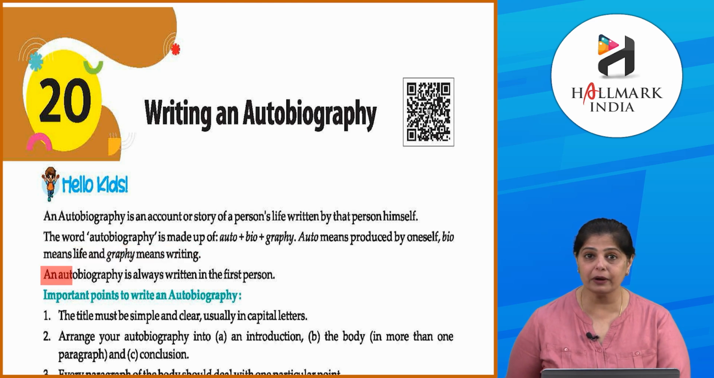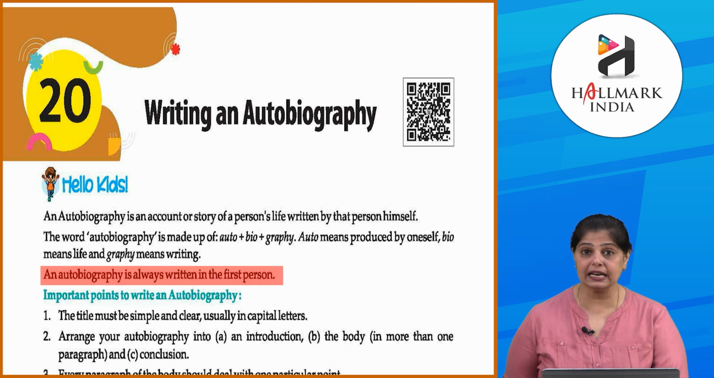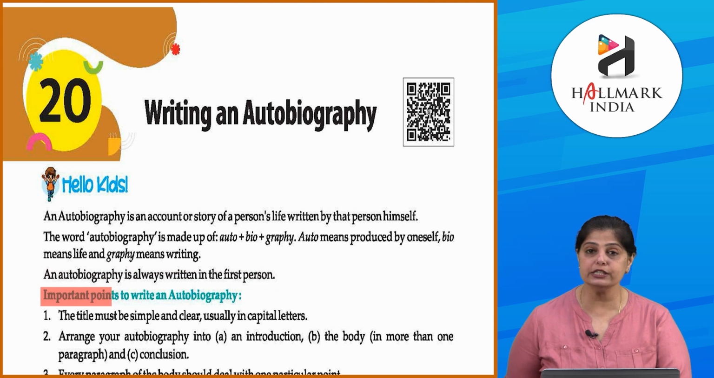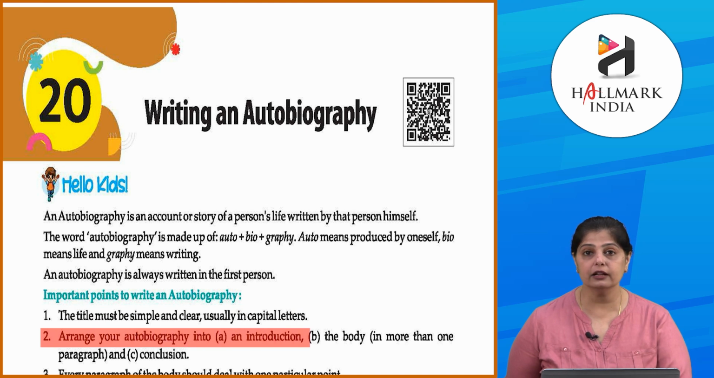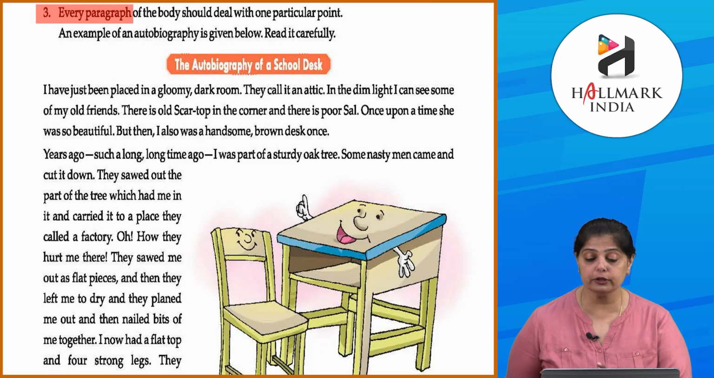Okay, so an autobiography is always written in the first person. जो लिख रहा है उसी के words में लिखी जाती है autobiography. So it is in the first person. Important points to write an autobiography. The title must be simple and clear, usually in capital letters. Arrange your autobiography into A. Introduction, B. The body in more than one paragraph, and C. Conclusion. Every paragraph of the body should deal with one particular point.